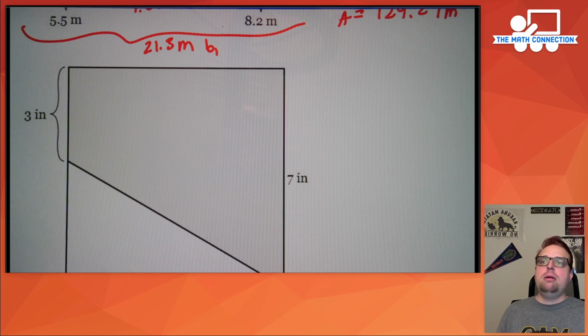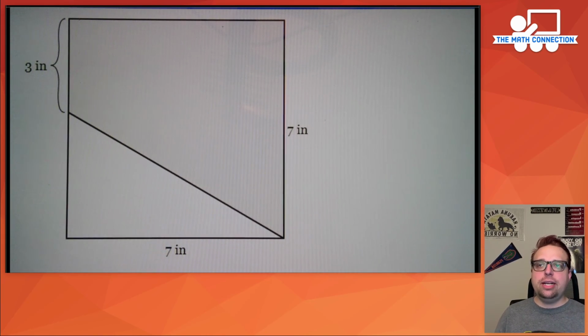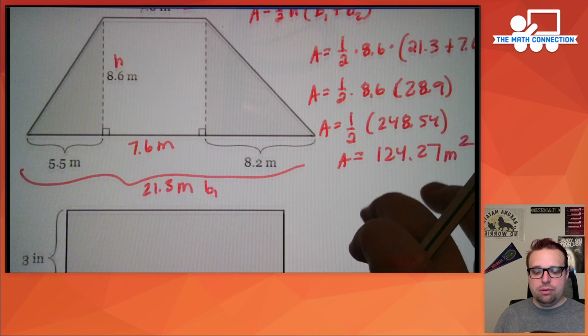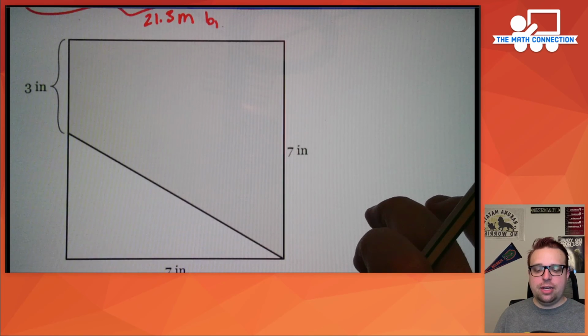Okay, last problem. Challenge problem. Pause your video, take a look at this shape, and see what it's made up of, and see if you can find the area of the entire figure.